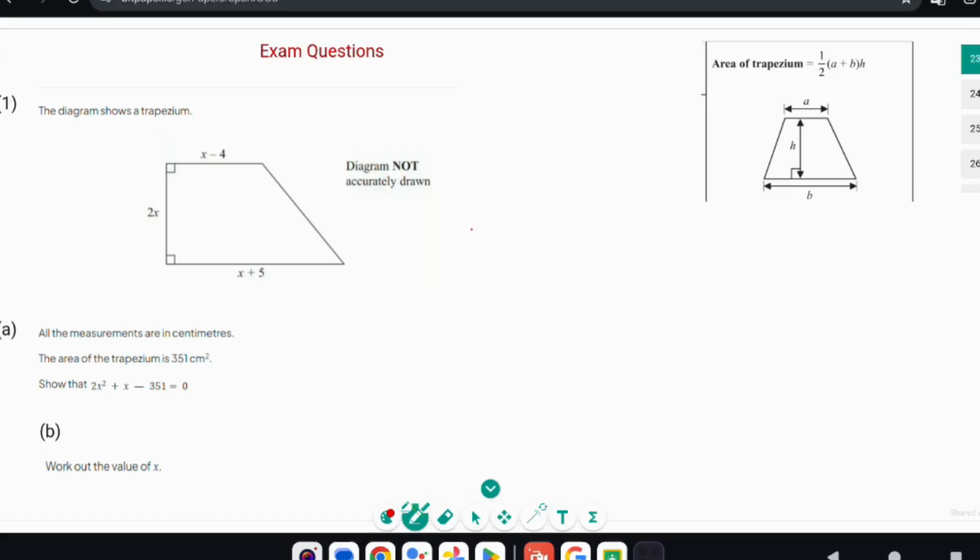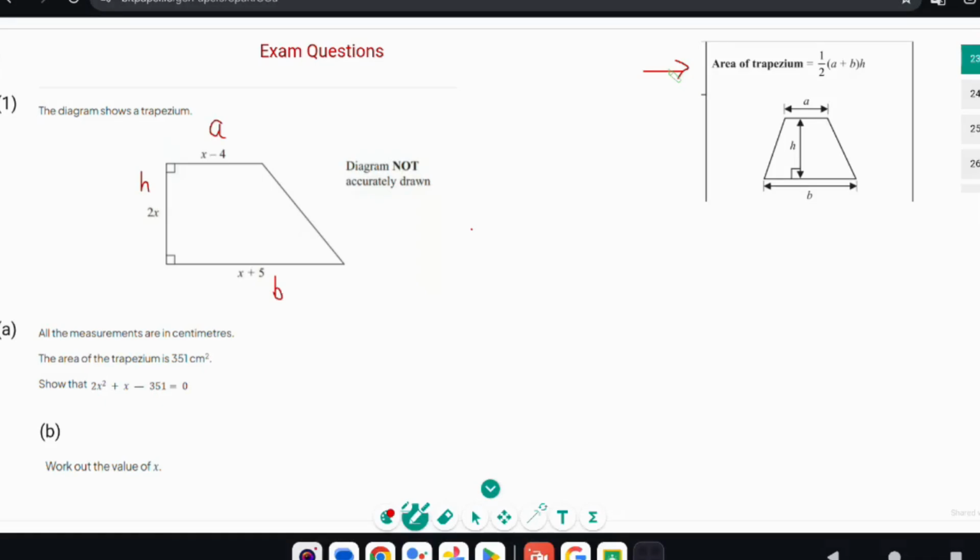Question 1. The diagram shows a trapezium. All the measurements are in centimetres. The area of the trapezium is 351 centimetres squared. Show that... Okay, so we've got A, we've got B, and we've got H. Area of a trapezium is half (A plus B) H. This formula you are given on the first page of your exams. You do not need to remember that.